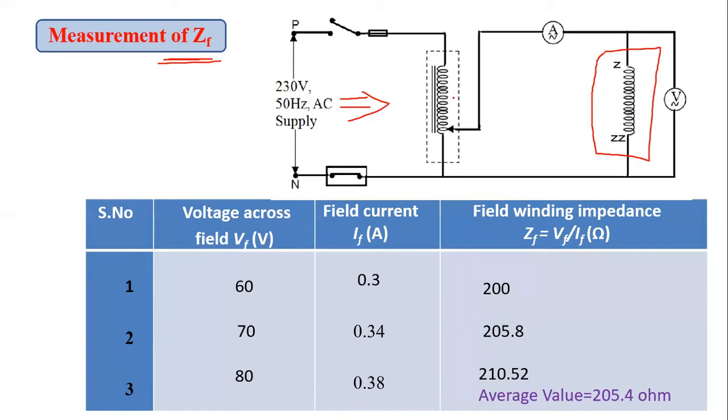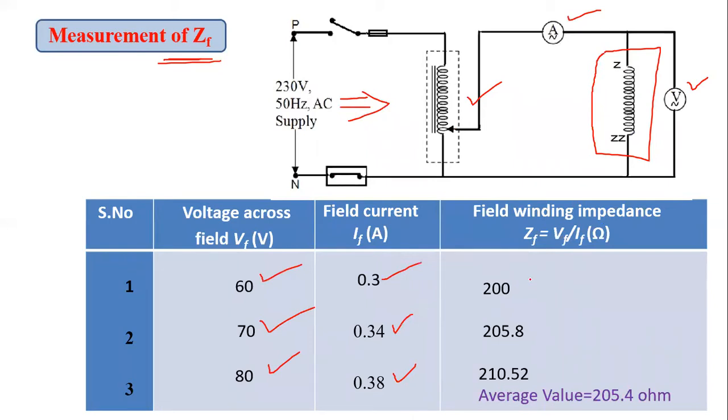We are applying the AC supply through an auto transformer. By varying the auto transformer tapping position, we can apply different voltages across the field winding. So now we need to cross check. We will apply different voltages across the field winding, and we will check what current is flowing through it. If we apply 60 volts, what is the current flowing? And if we apply 70, if we apply 80, what current is flowing in the field winding? Checking.